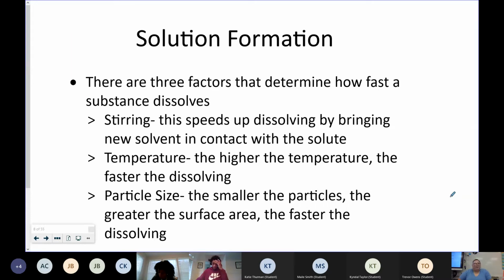Another factor is temperature. Generally, the higher the temperature, the faster the dissolving. Like I said, if you're trying to make sweet tea, the sugar is going to dissolve better in hot tea versus cold tea.